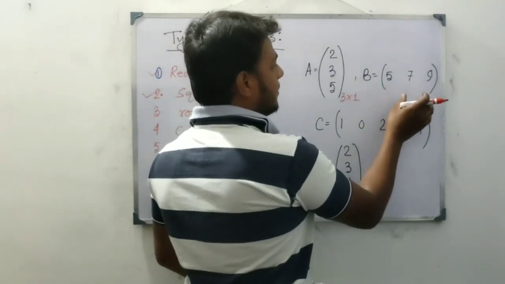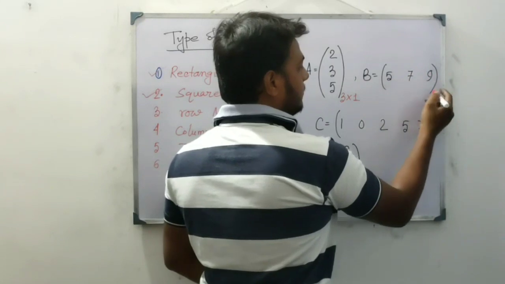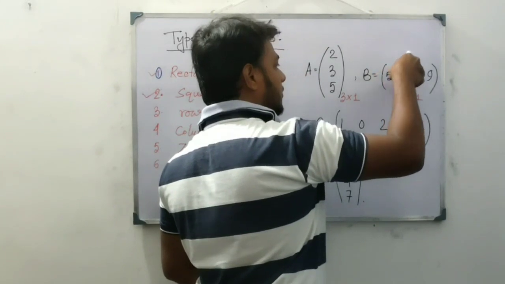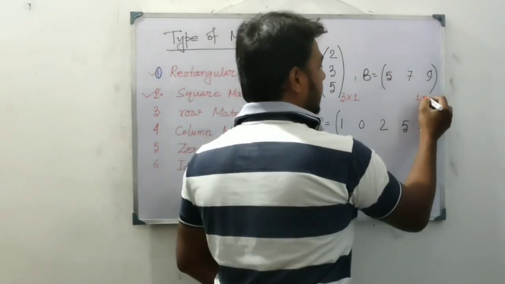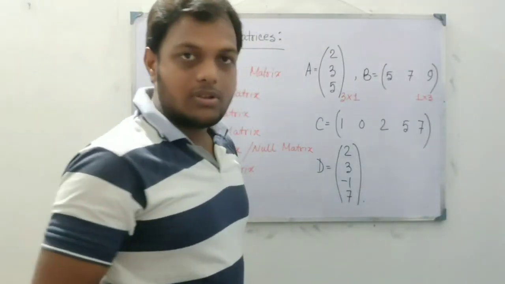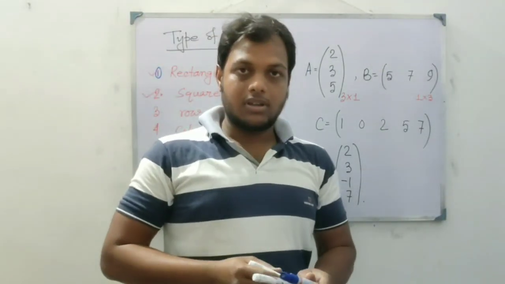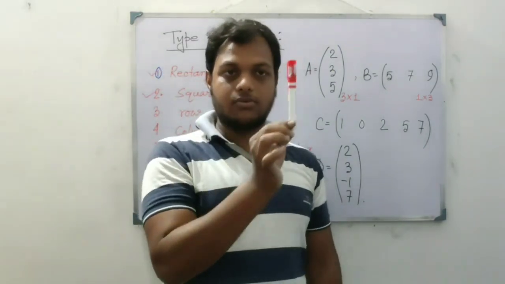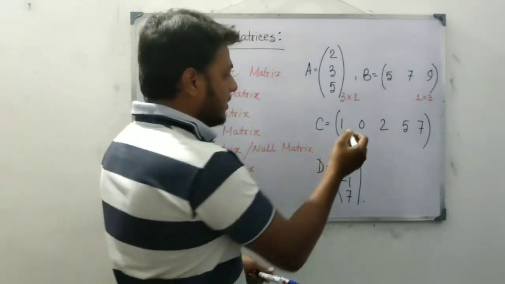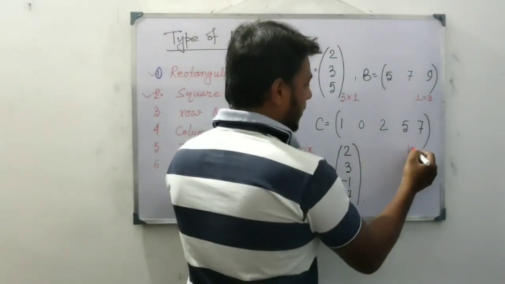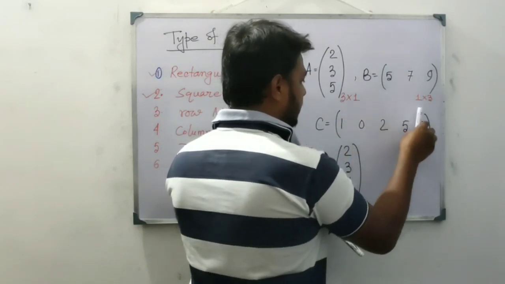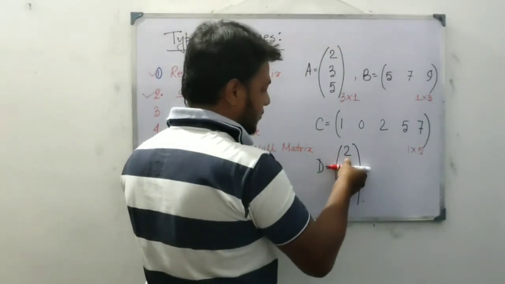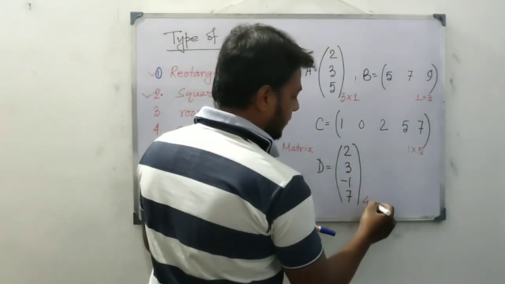What is the order of this matrix? The number of rows is 1 since only 1 row, and the number of columns 1, 2, 3, so 1 cross 3. Always we have to count the rows in the horizontal form, and we have to count the columns in the vertical form, 1, 2, 3, in this way. For this, the number of rows is 1 and the number of columns 1, 2, 3, 4, 5. So 1 cross 5. For this, the number of rows 1, 2, 3, 4 and the number of columns only 1.